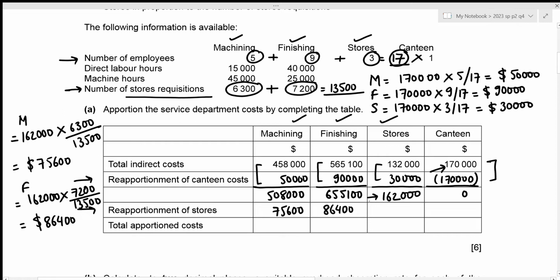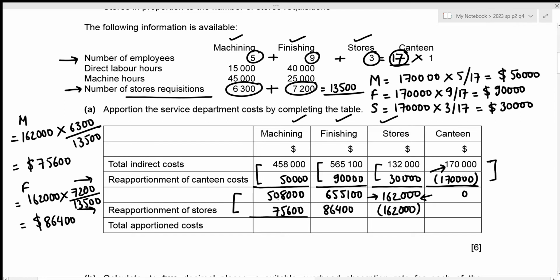Now the last thing we need to do is to subtract the same amount from stores, because we already reapportioned this amount among our machining and finishing department. So that's going to be 162,000, but in a bracket. Now let's figure out the total apportioned cost. That will be the sum of these two rows.